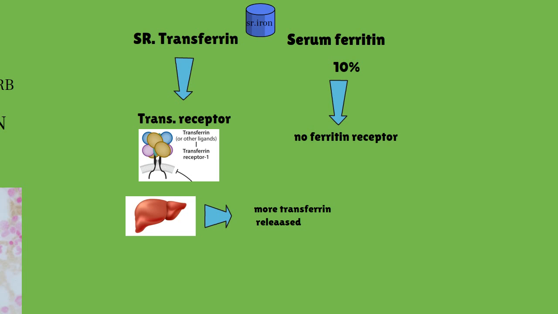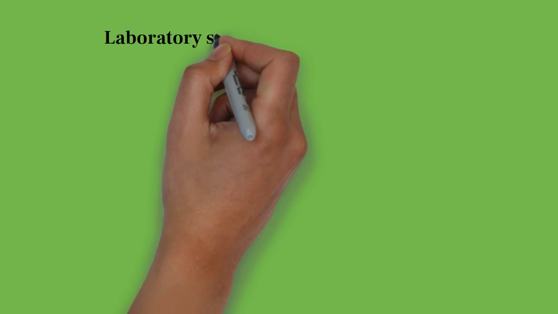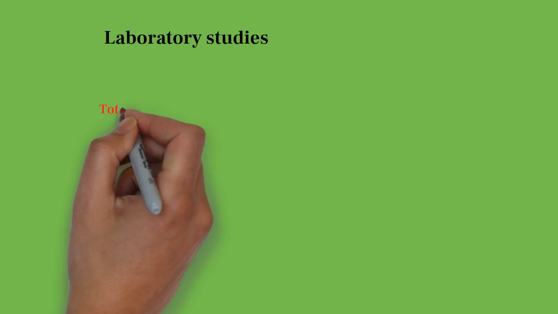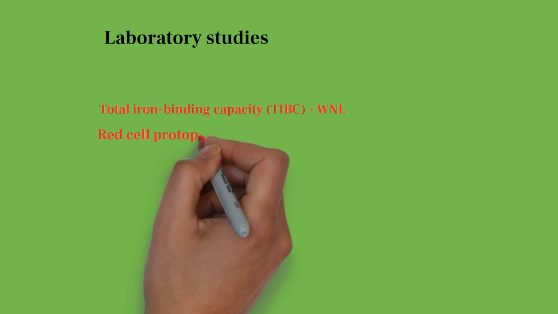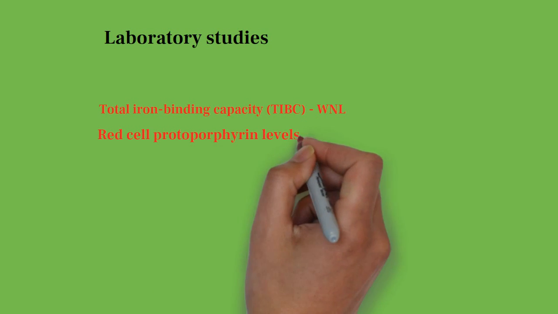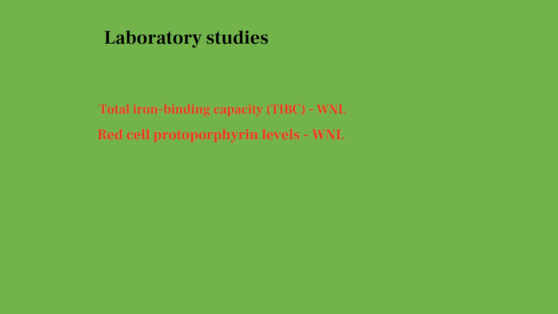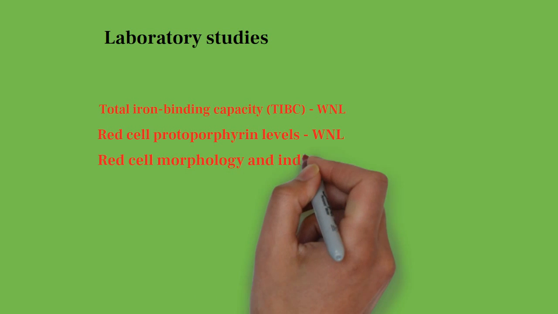So our liver will produce more transferrin to bind whatever iron form is available in the body. So what will happen is, as soon as the transferrin level increases, it binds to the serum ferritin and makes iron available for erythropoiesis. So the important thing to understand here is that decreased serum ferritin is the earliest laboratory change we will notice in iron deficiency anemia.